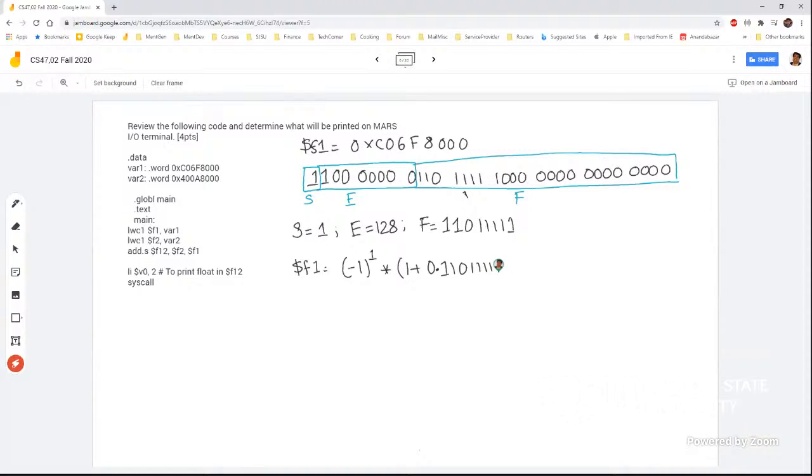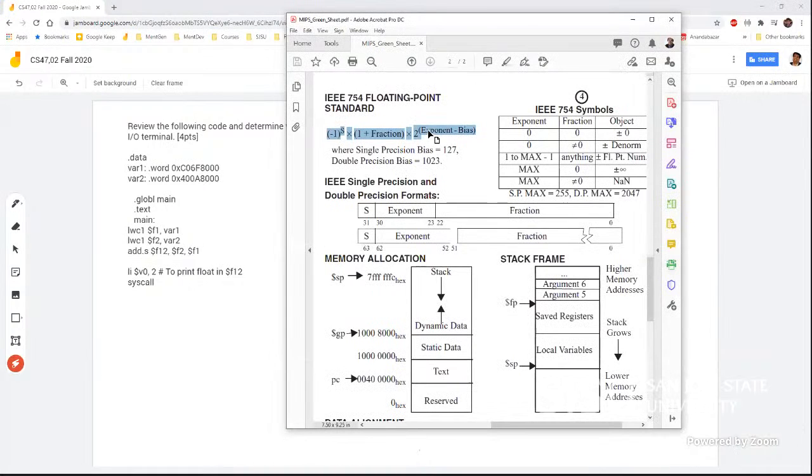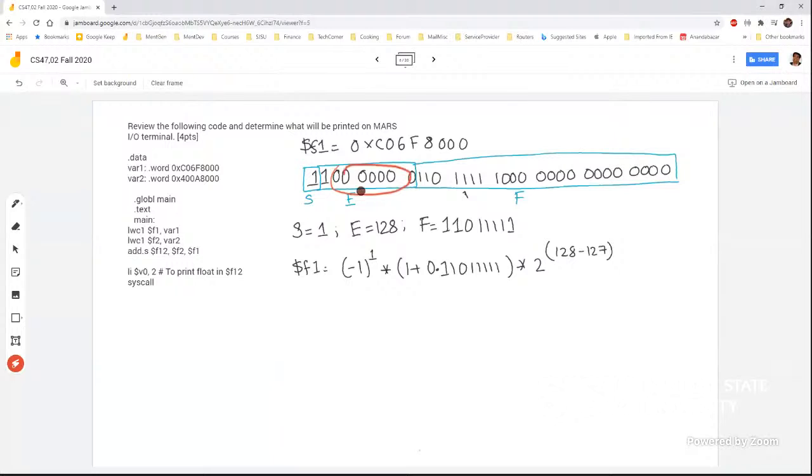I can write it down like this: 1.1101111 multiplied by 2 to the power e, which is 128 minus 127. It is coming from here, exponent minus bias. Bias is 127, and my exponent is 128 from this pattern, right? So which means this is a negative number, -1.